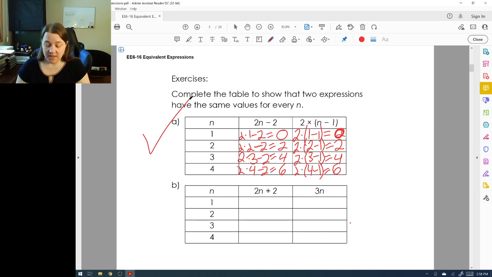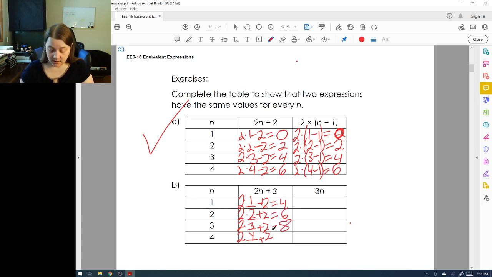Let's take a look at letter B. 2n plus 2 or 3n. Well, remember that each time we're going to be multiplying 2 times whatever n is, and then we're going to be adding 2 each time. So when n is 1, 2, 3, 4, it's going to adjust the chart. 2 times 1 is 2, plus 2 is 4. 2 times 2 is 4, plus 2 is 6. 2 times 3 is 6, plus 2 is 8. 2 times 4 is 8, plus 2 is 10.